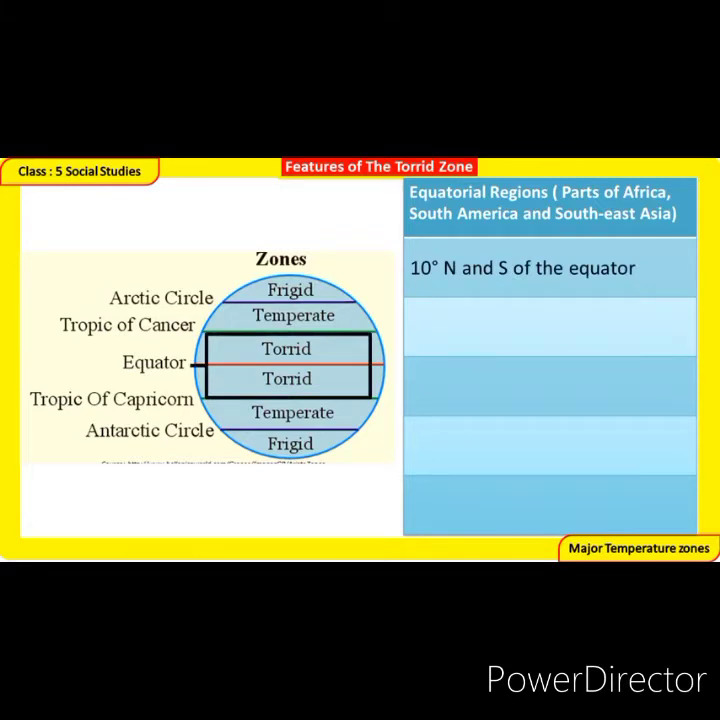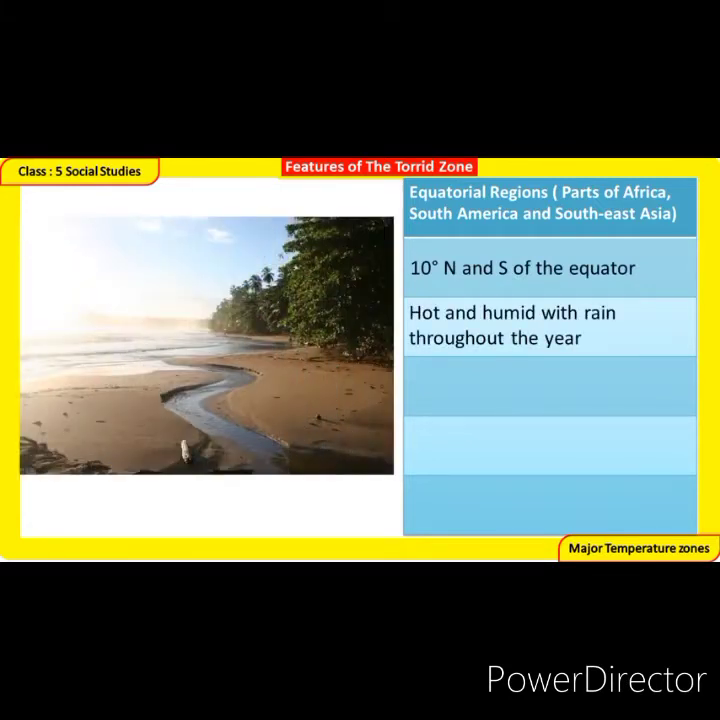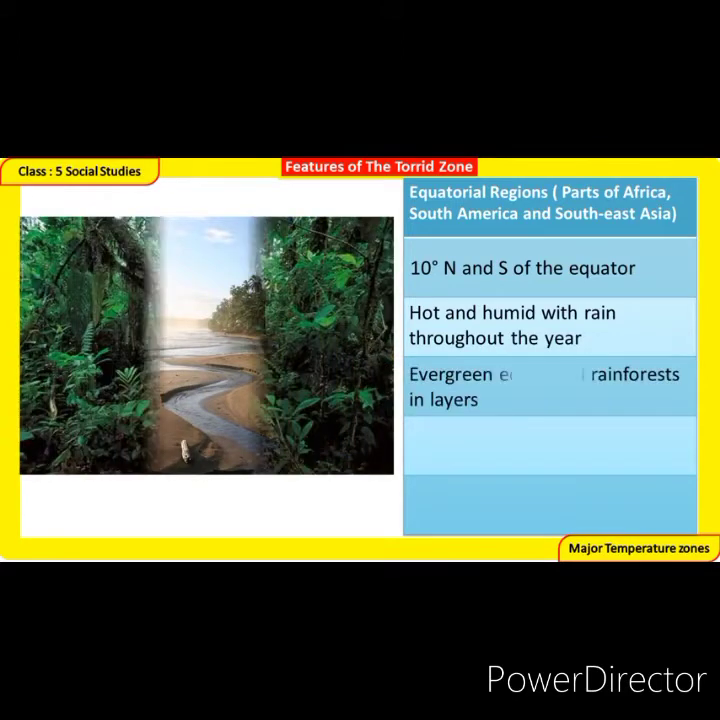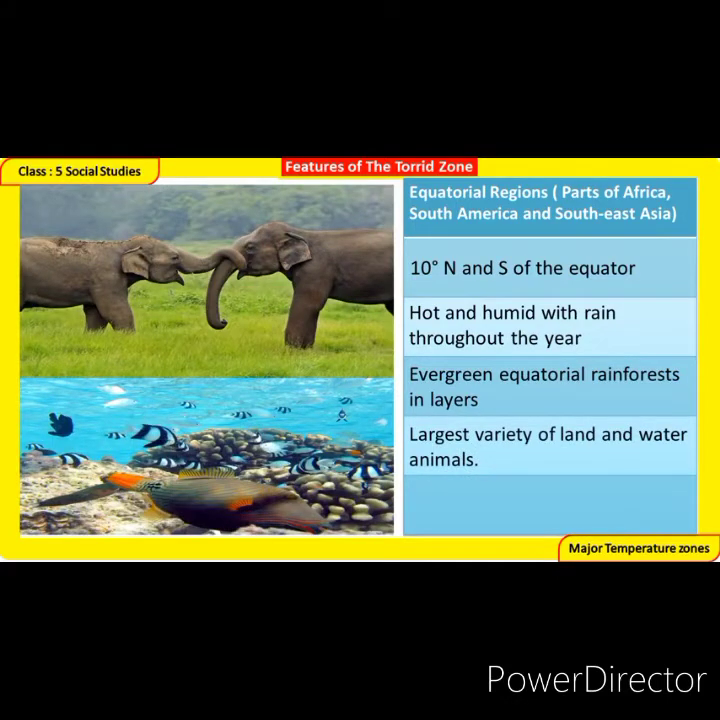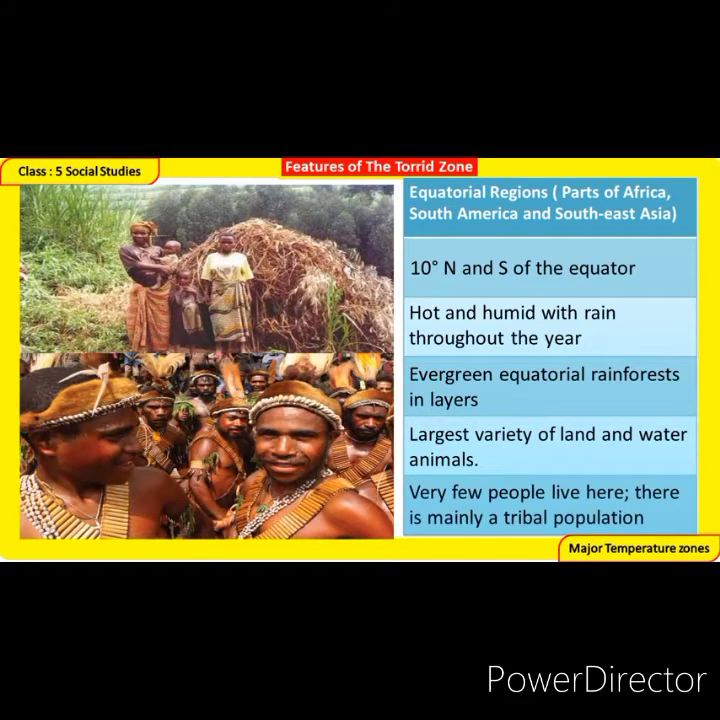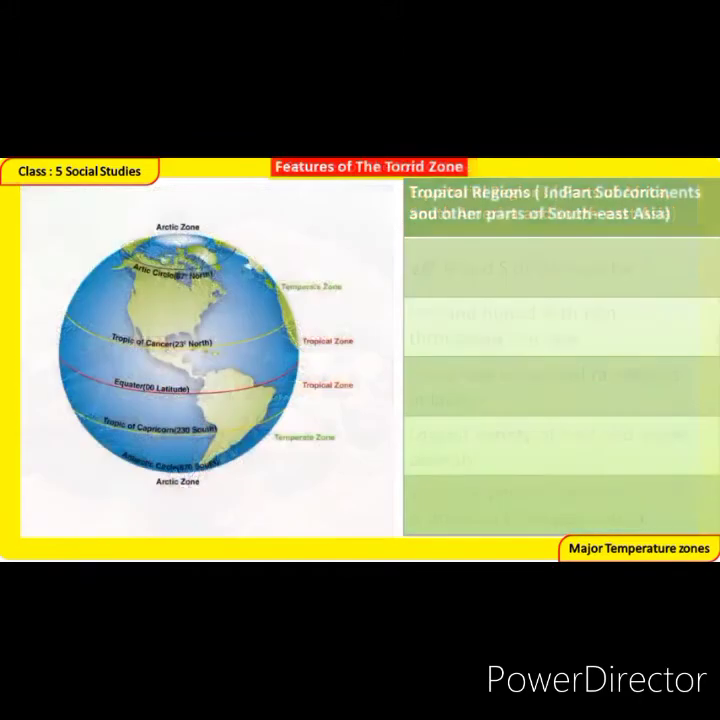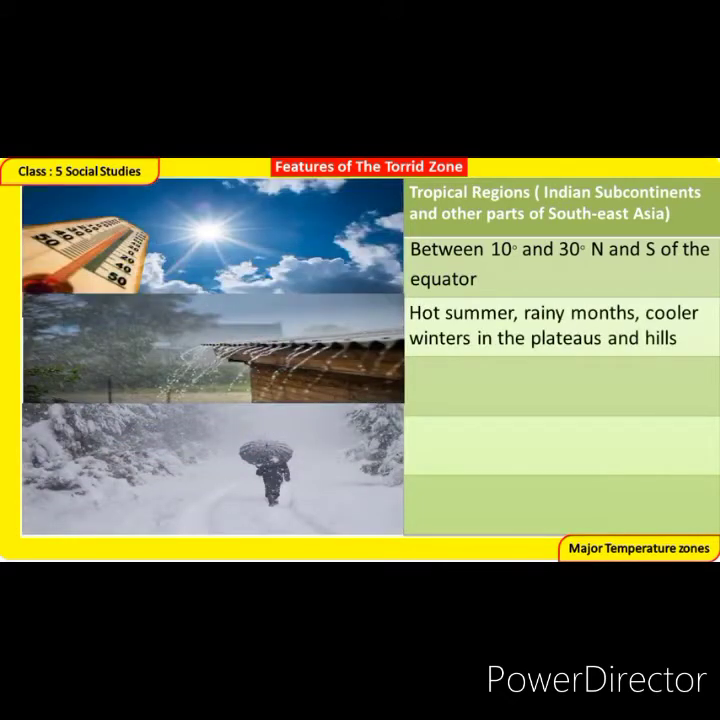Then the features of the torrid zone, equatorial regions, are the parts of Africa, South America and Southeast Asia. You can see here in the picture, the climate is hot and humid with rain throughout the year. Evergreen equatorial rainforests in layers, which have the largest variety of land and water animals. And very few people live here. There is mainly a tribal population.